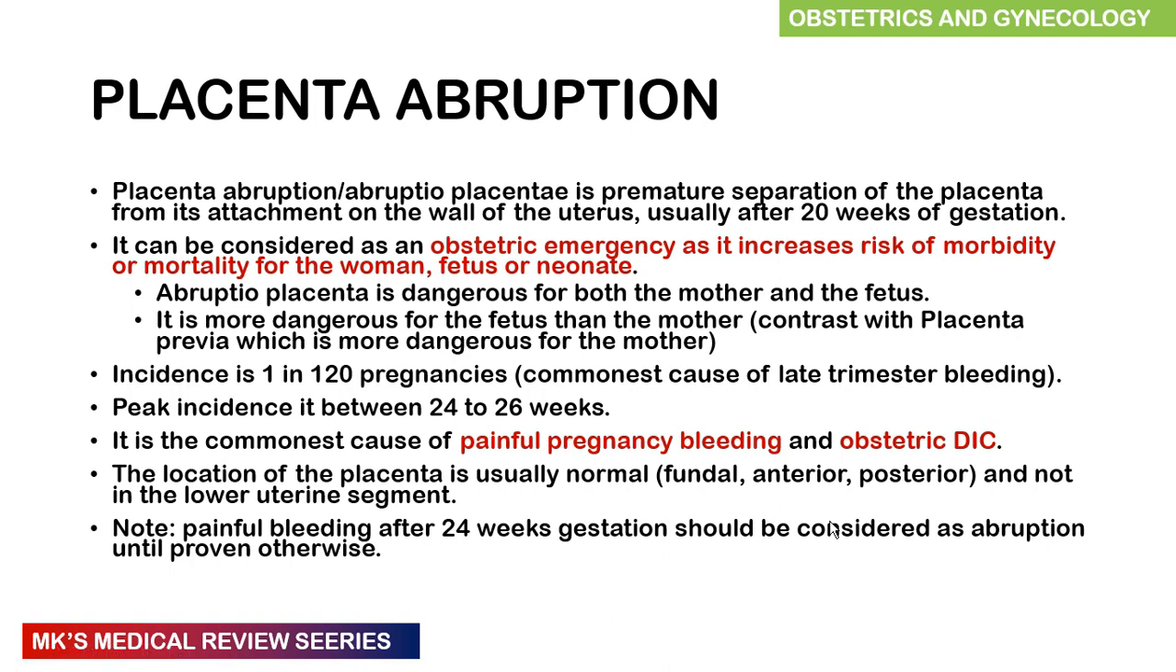Now remember that when you talk about placenta abruption, you can also refer to it as abruptio placenta, which is pretty much your premature separation of the placenta from its attachment to the wall of the uterus. This is usually going to be happening after 20 weeks of gestation. We have seen that the peak incidence is going to be somewhere around 24 to 26 weeks, and it's the commonest cause of late trimester bleeding. So we see one case in every 120 pregnancies.